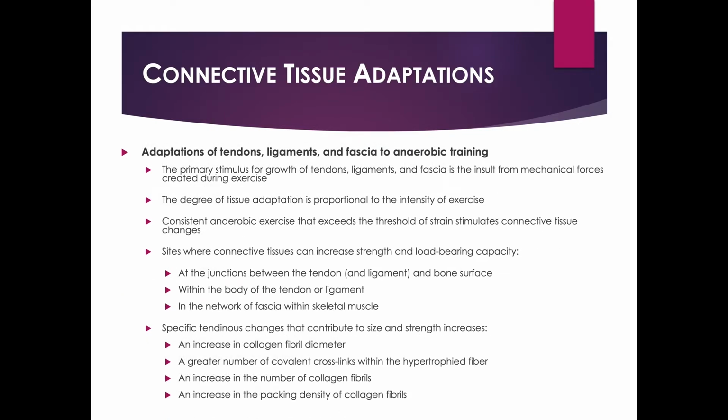You've got adaptations of tendons, ligaments, and fascia. It says a primary stimulus for growth of tendons, ligaments, and fascia is the insult from mechanical forces created during exercise. The degree of tissue adaptation is proportional to the intensity of exercise. Consistent aerobic exercise that exceeds the threshold of strain stimulates connective tissue changes. Kind of the same thing as the bones. We always think of just the muscles, and that's it. We've got to get stronger. But the connective tissue, the soft tissue, is just as important.